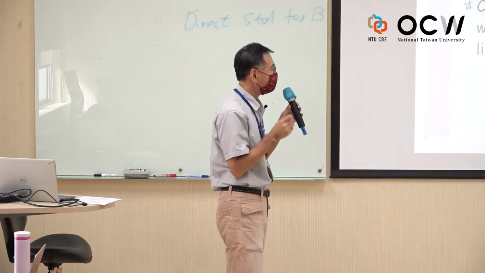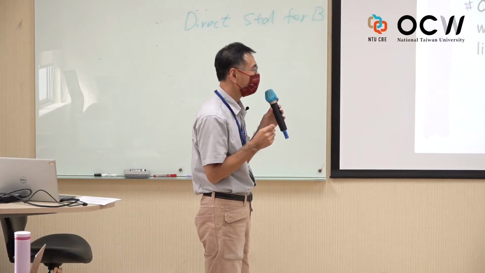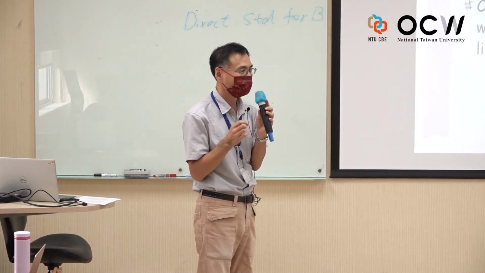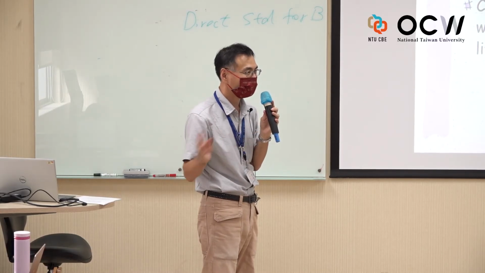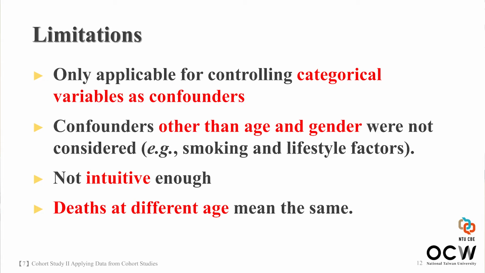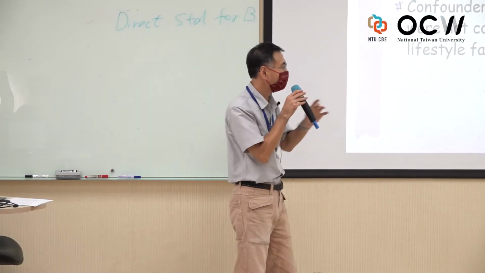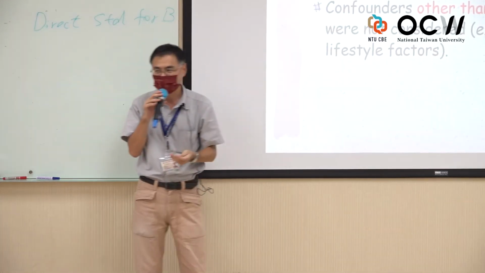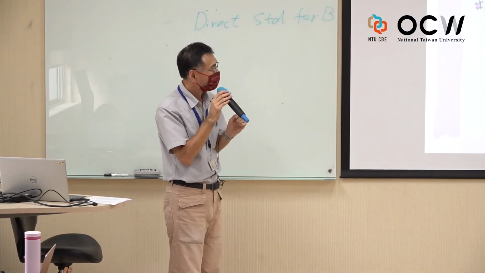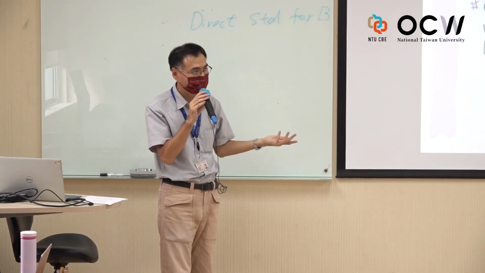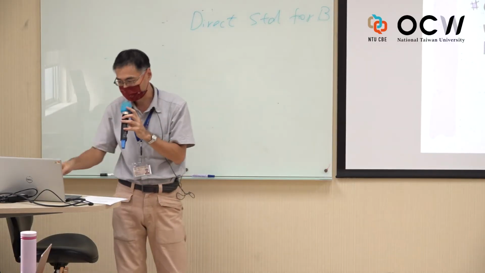And because the information about age and gender structure is generally available from the target population and the standard population, but not always available for the other factors. So the confounders other than age and gender were not considered here, like smoking, which is generally speaking a very important risk factor for a lot of diseases, right? And lifestyle factors like physical activity or diet, drinking, something like that. Generally, it's not available from the standard population, so it's not available for the purpose of standardization.